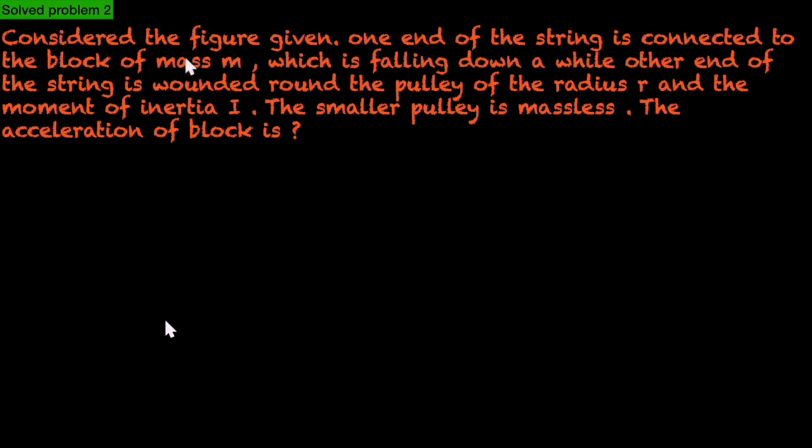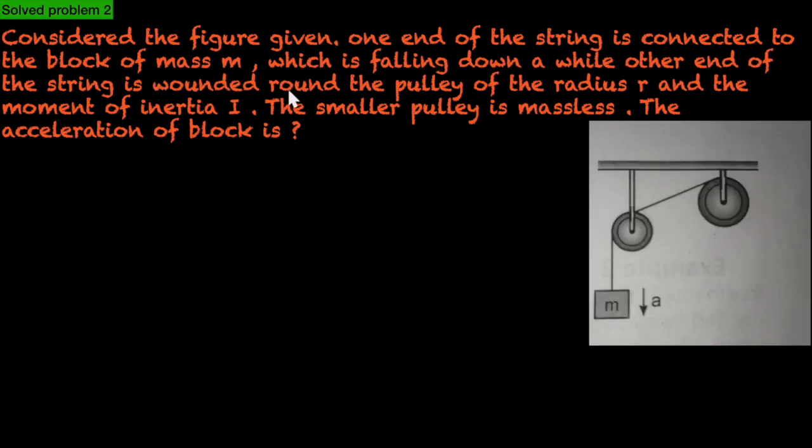Here you see the problem. Consider the figure given. One end of the string is connected to the block of mass small m. So here you can see the figure where the block of mass small m is connected to the string, which is falling down with certain acceleration A, while the other end of the string is wound round a pulley of radius r and moment of inertia I. Here you can see it is connected to a pulley which has the string wound on it, and it is rotating with some moment of inertia I. The smaller pulley is massless.